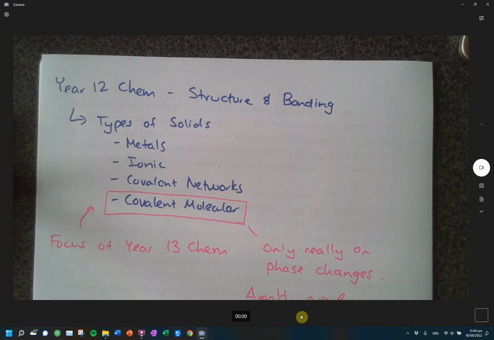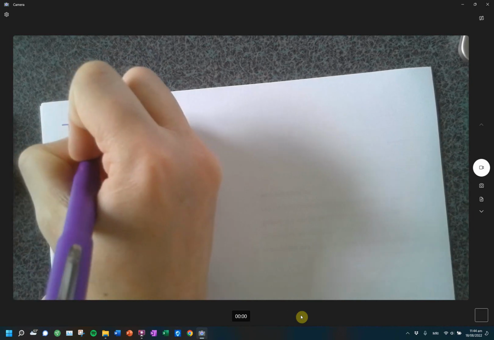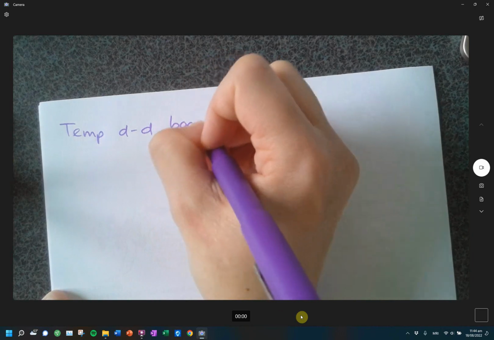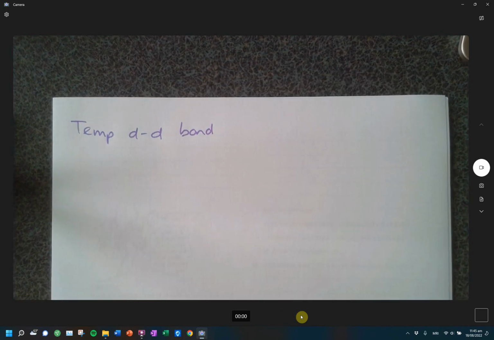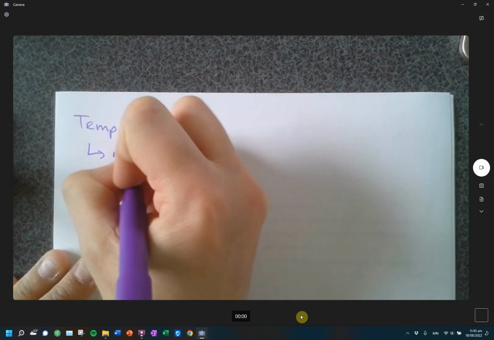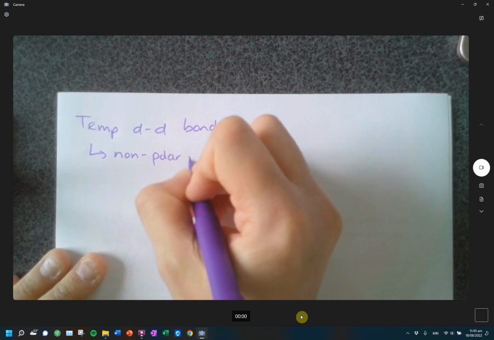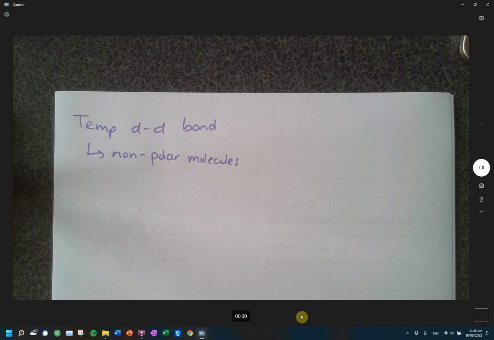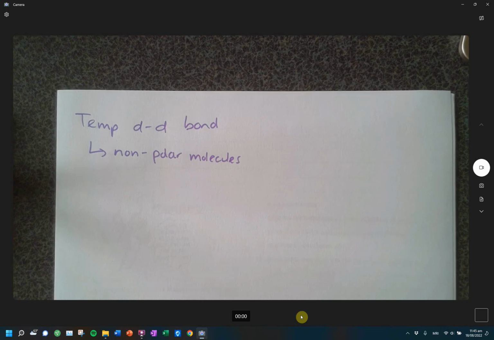All right, so let's talk about where these three different forces come from. The first one is our temporary dipole. I'm going to start abbreviating things because I'm lazy. So temporary dipole bond. I'm just shorthanding it because it's a lot to write. These will arise in nonpolar molecules. So you see why they often tie it with that shapes and polarity question, because you can then bridge it on to the next section. So they're talking about nonpolar molecules.